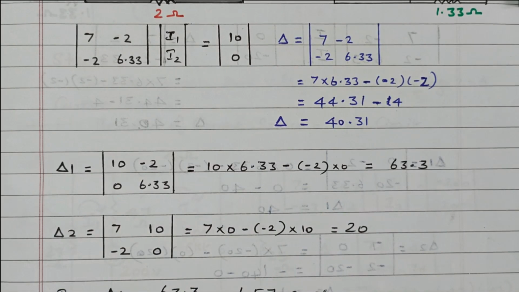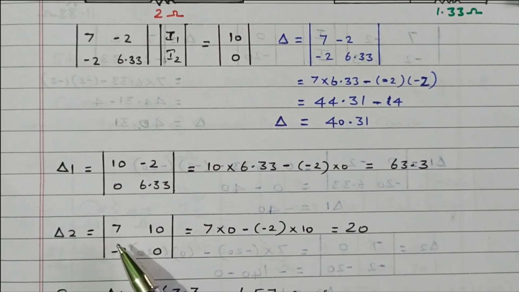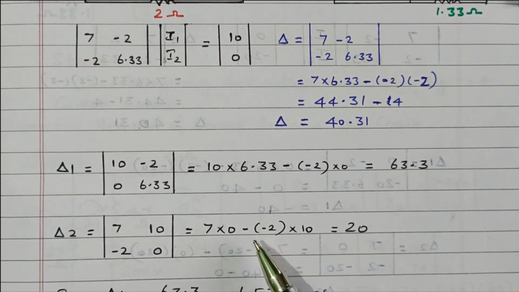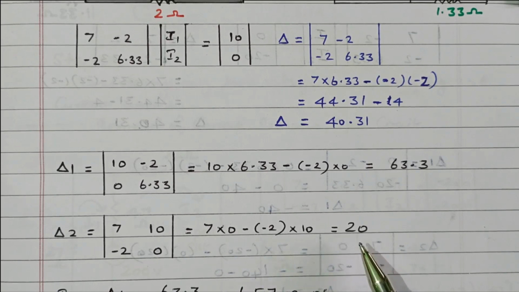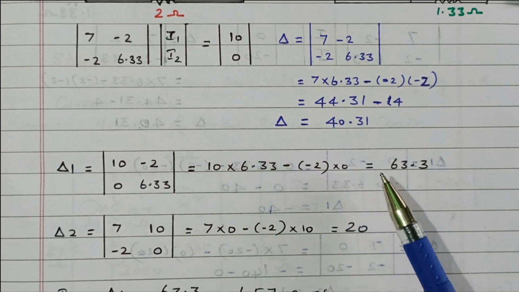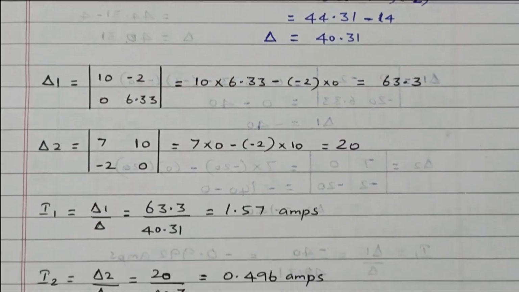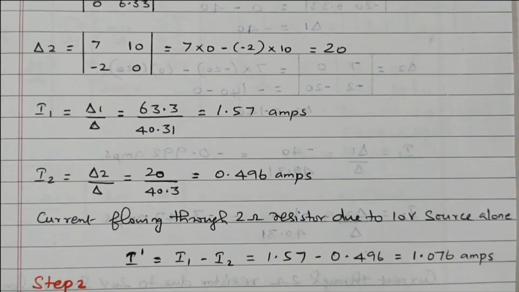Then we have to find delta 2. Delta 2 is 7, 10, minus 2, 0. So 7 into 0 is 0, minus of 10 into minus 2. Already there is a minus here and a minus there, so 2 into 10 is 20. Now we calculated the delta 2 value also. Delta value is available, delta 1 is available, delta 2 is also available. Now we'll go to the current. From that we can find the current values.